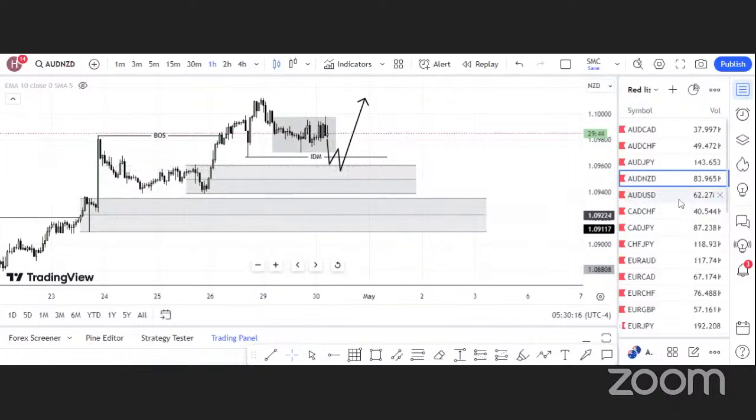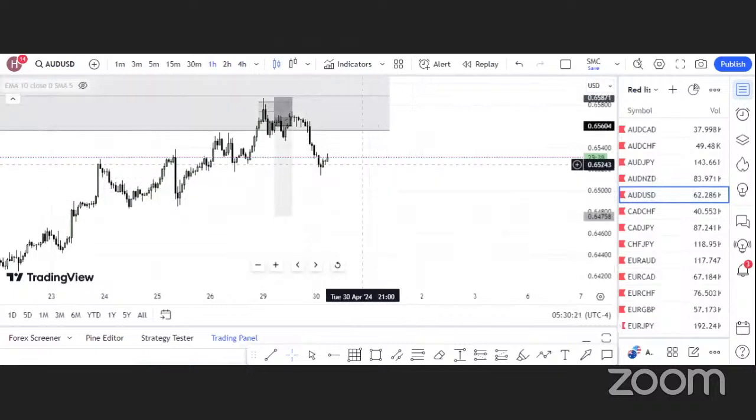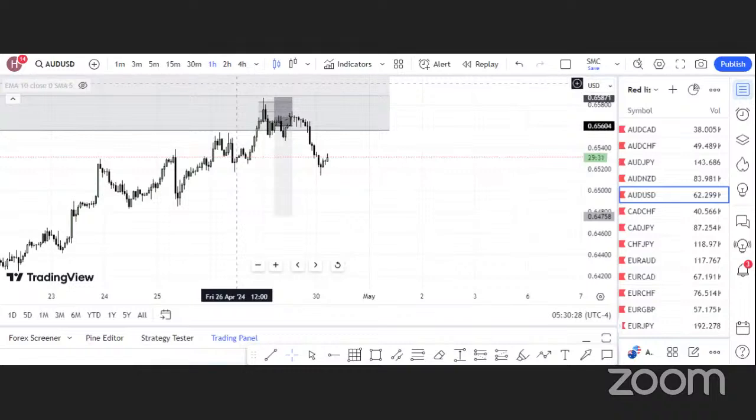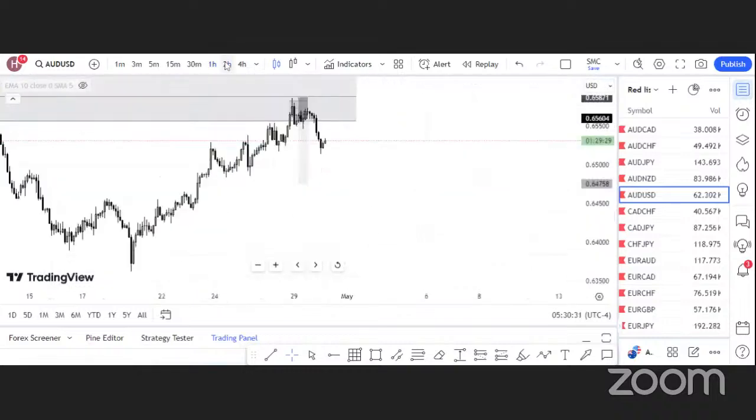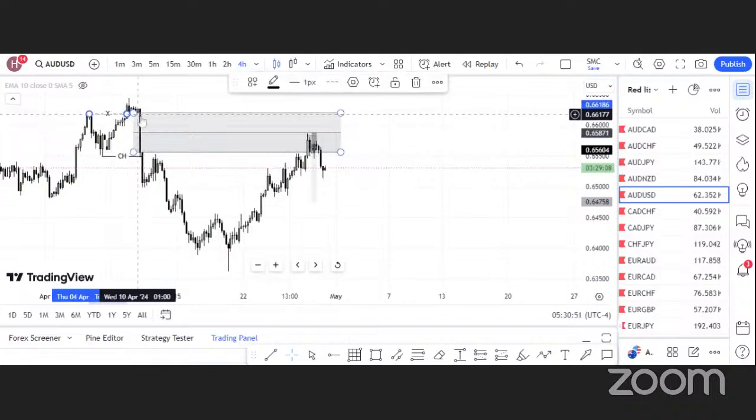All right, I think we've spent enough time on AUDNZD. Let's go further. Let's continue. We are currently on AUDUSD. I made this analysis yesterday, and the market has been moving in the direction I predicted since yesterday. You see, the market went into the 50% of the level.